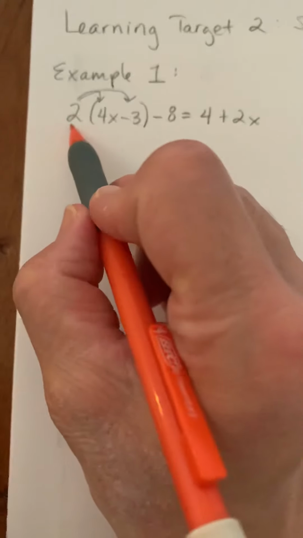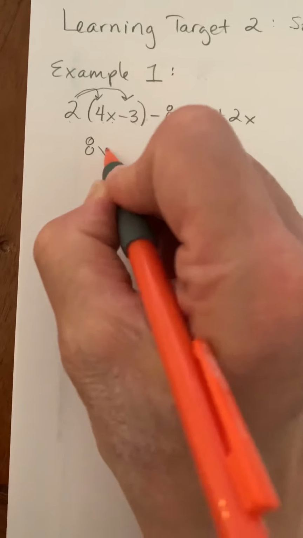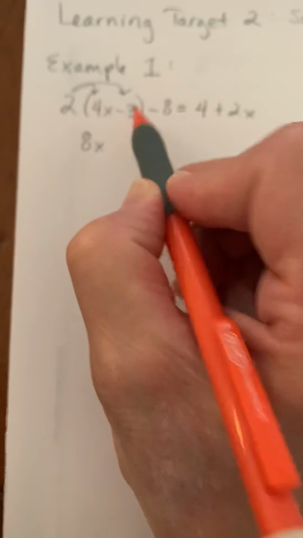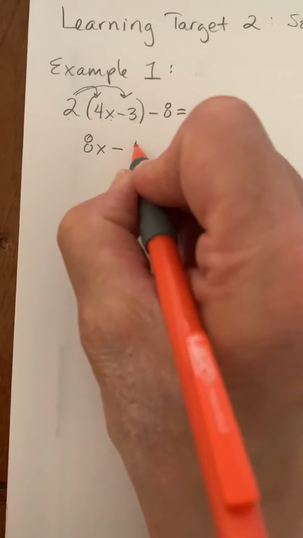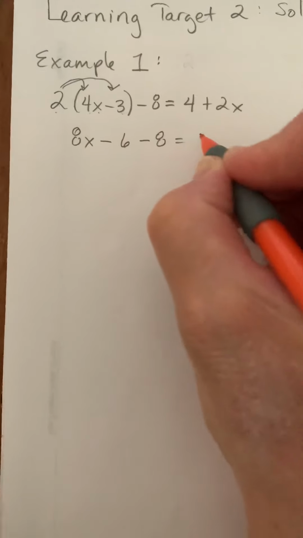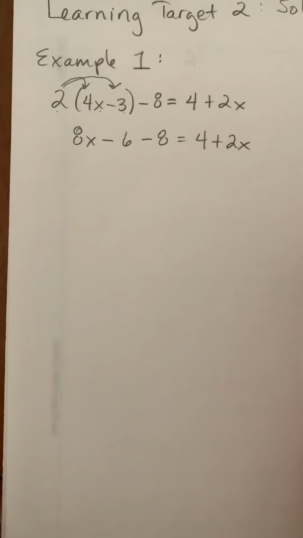Okay, so we're going to take 2 times 4x, which is 8x. Then 2 times -3, so that'll be -6. And then go ahead and bring everything else down. We got rid of the parentheses, so we're good to go.